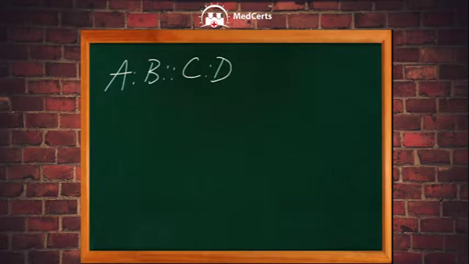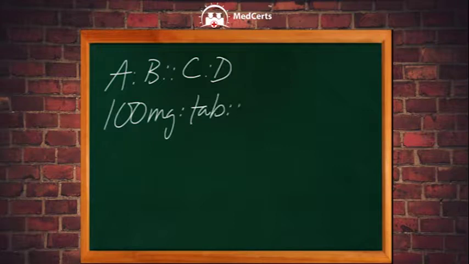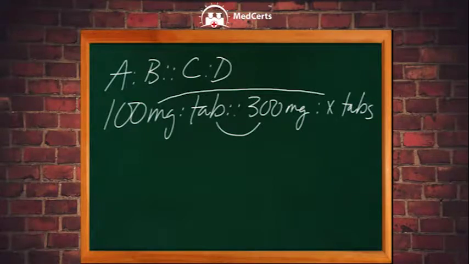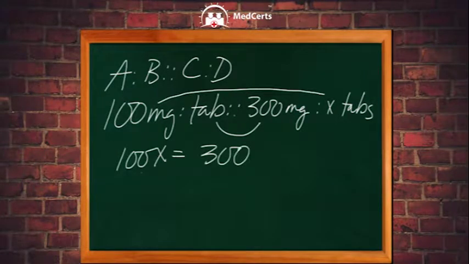So we say A is to B, just as C is to D. We know that 100 milligrams is in proportion to 1 tablet, so then 300 milligrams will be in proportion to our unknown amount of tablets. We multiply the inners and we multiply the outers, so 100 times x gives us 100x, and then 300 times the tablet gives us 300.